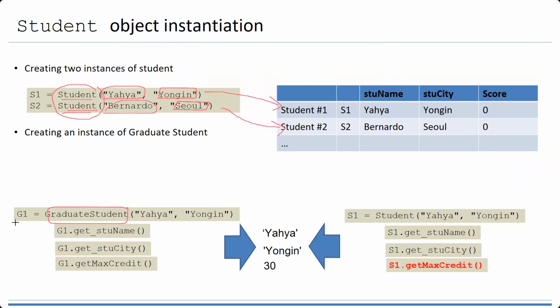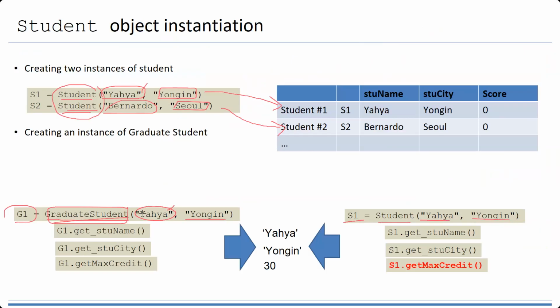Now I'm going to create a new object, G1, and this object is a graduate student. Now let's suppose this student, I'm just using the same name. Okay, let's say the student name is Yahya. Yeah, you know, in Korean there are some names that are the same. Let's suppose the student name is the same, but it's a different person. He lives also in Yongin. Now we have S1, which is a student object, and the name is Yahya, and he lives also in Yongin.